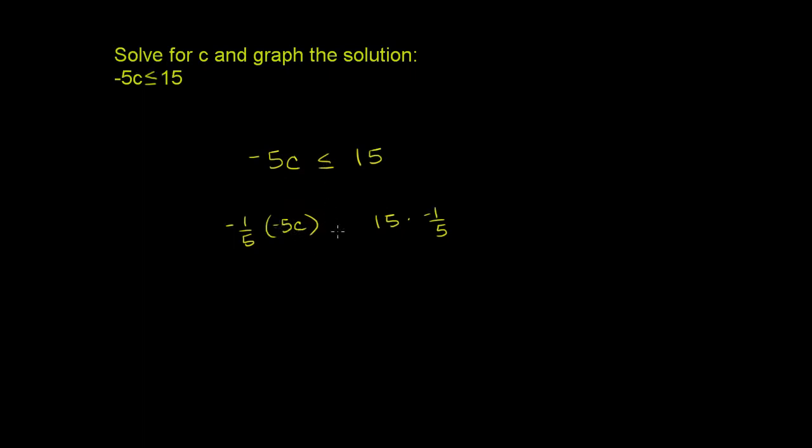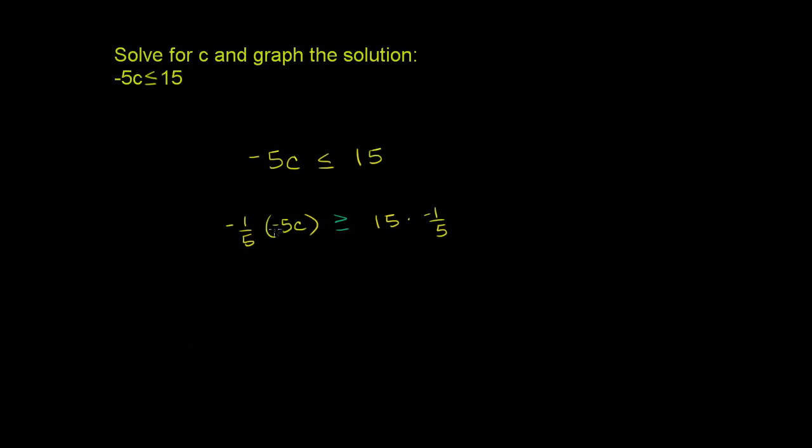Now, I didn't draw the inequality here, because we have to remember, if we multiply or divide both sides of an inequality by a negative number, you have to flip the inequality. And we are doing that. We are multiplying both sides by negative 1/5, which is the equivalent of dividing both sides by negative 5. So we need to turn this from a less than or equal to a greater than or equal. And now we can proceed solving for c.